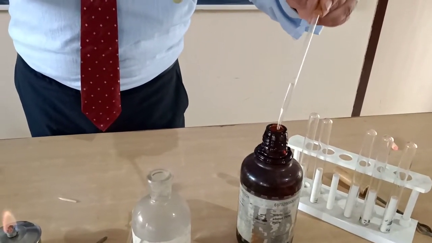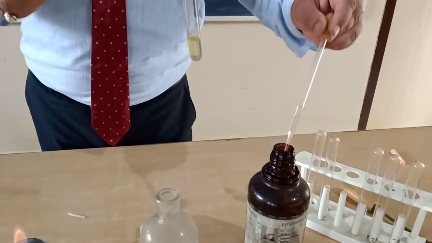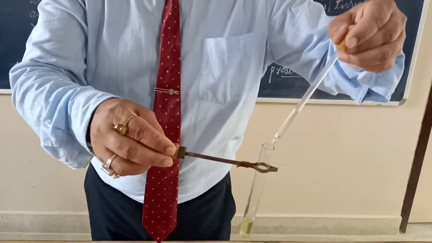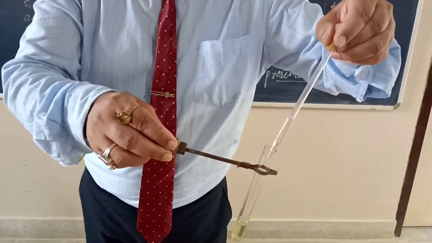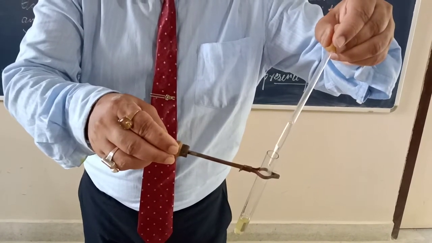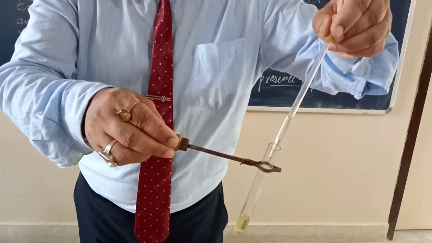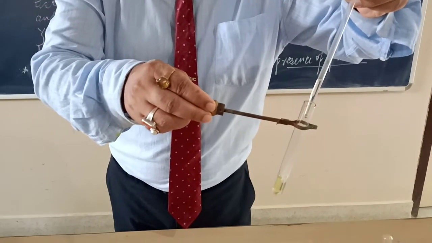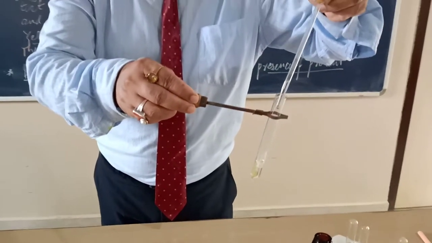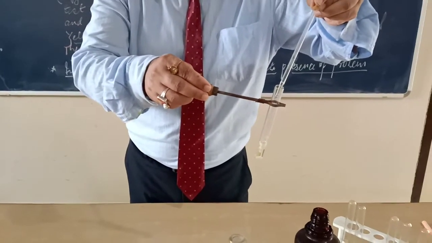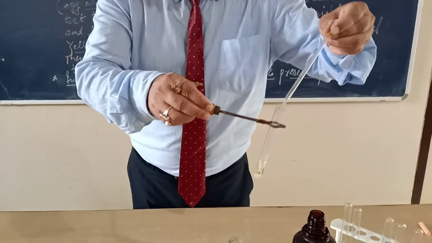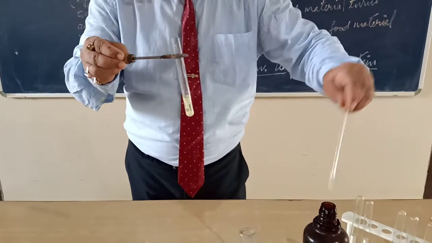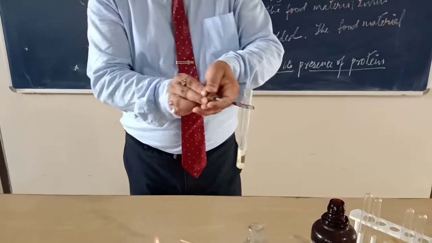Carefully, we have to take care while putting it inside. So from the inner side of the wall of the test tube, we can put it into the test tube containing the material, the foodstuff given to you. So we have to shake it.